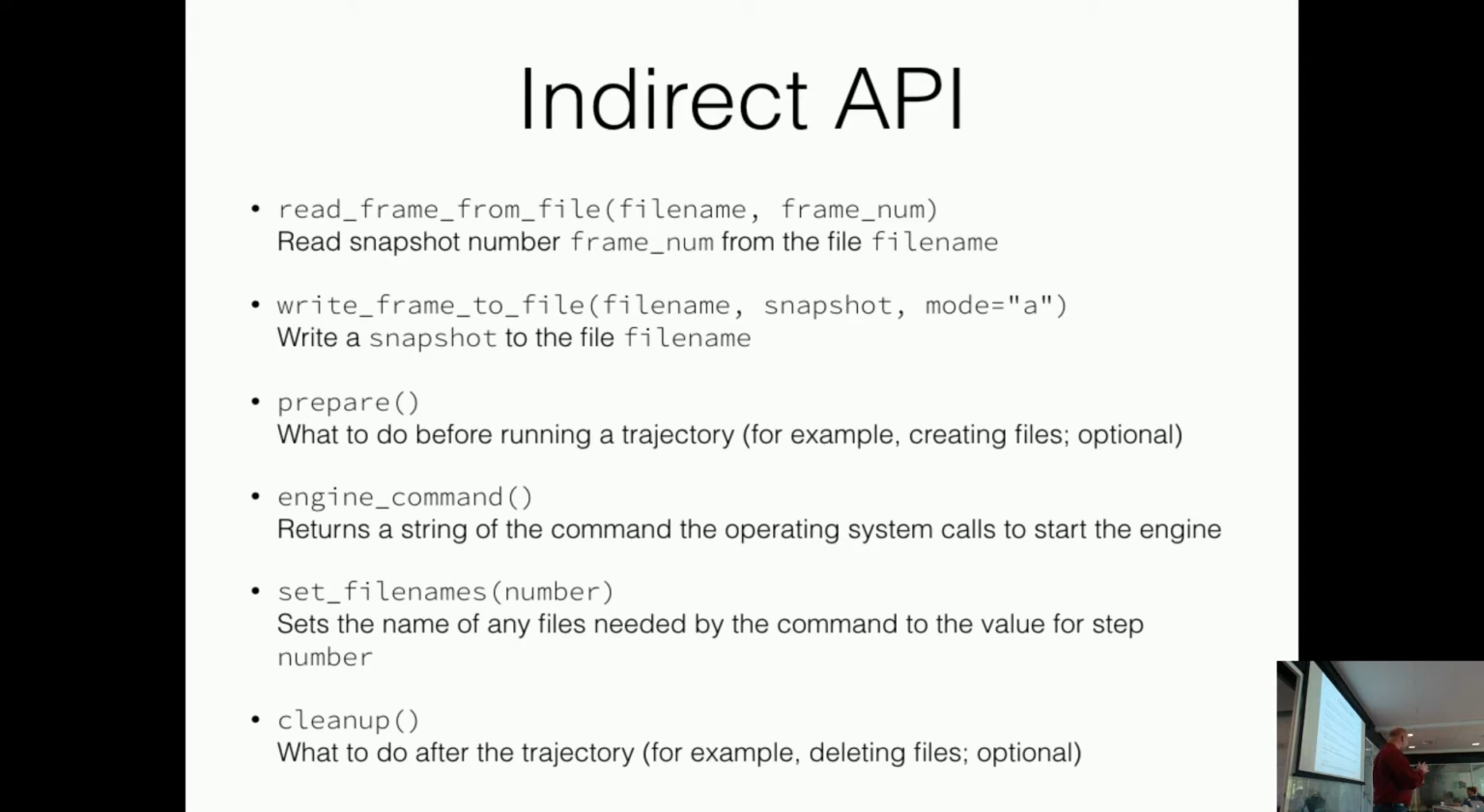Then the engine command is literally just something that returns a string that is the command that you run at the command line to run this engine, to run this stage. It can be made up of file names. Obviously, you're going to be writing files, so you'll have some file that has a number associated with it. The set file names will internally store what the files are called based on the number that we're using. And the number just increments every time the engine is attempted, or every time a trajectory is made with the engine. And then at the end of it all, we do a cleanup. For example, if you have temporary files that you want to delete, that's where you would do that. So this is the Indirect API. Again, if you're familiar with the engine that you're working with, this is pretty straightforward to implement.